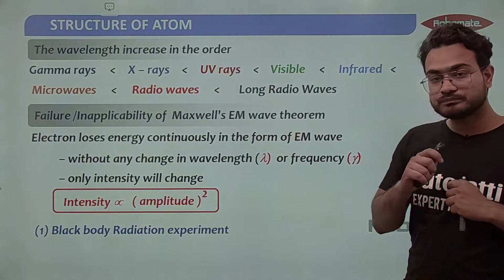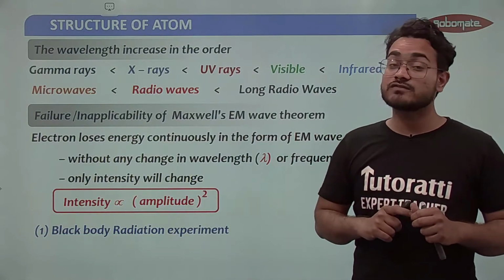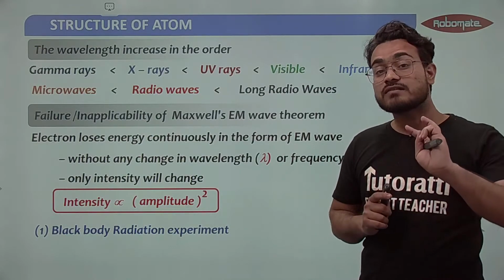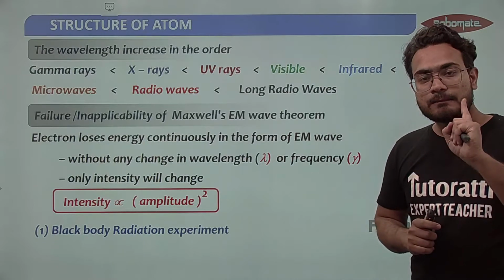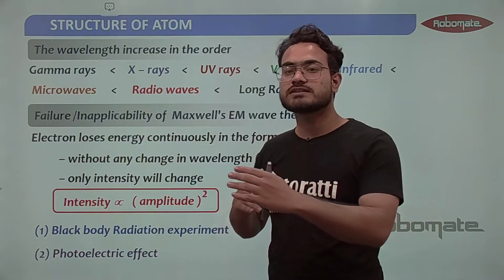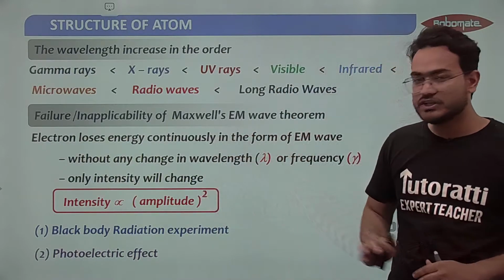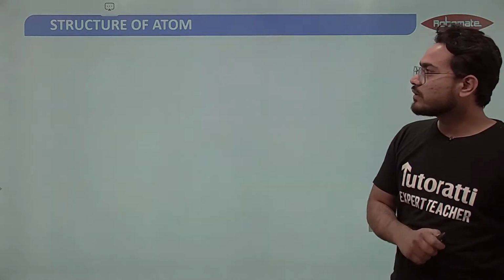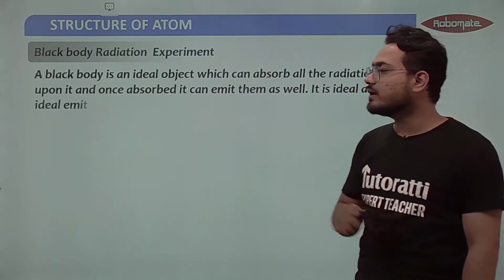Okay. So what proved that Maxwell was wrong? There were two things that proved that Maxwell was wrong. One was black body radiation and the other one was photoelectric effect, which we will study later. But black body radiation is the experiment we'll get to know today. Okay, what is this black body radiation experiment?